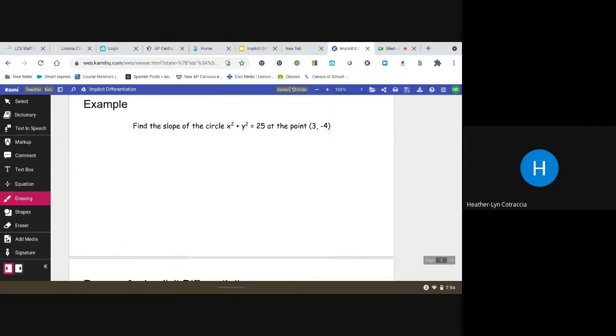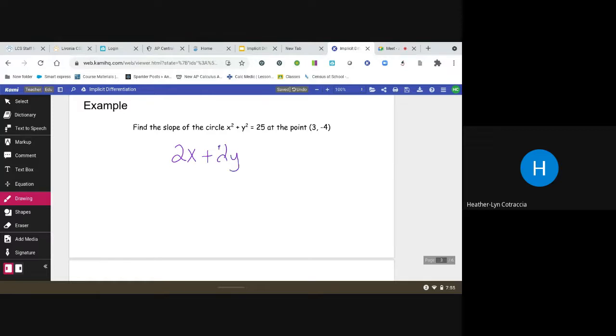For instance, if you have this circle right here, find the slope of the circle. Now this one, you could isolate that y there. It's not that difficult. You would subtract over the x squared, you would square root plus or minus, and you're able to isolate the y and then take the derivative. But I'm just going to go ahead and start taking the derivative. So the derivative of x squared is 2x. The derivative of y squared is 2y.